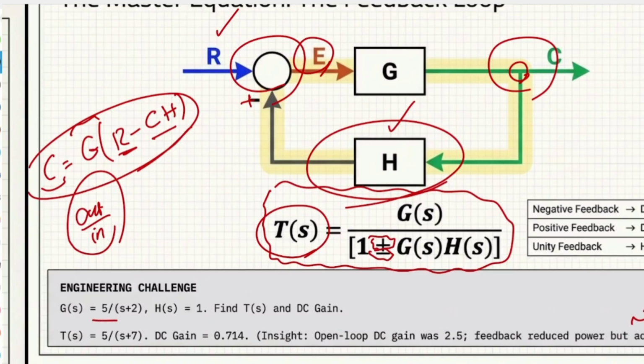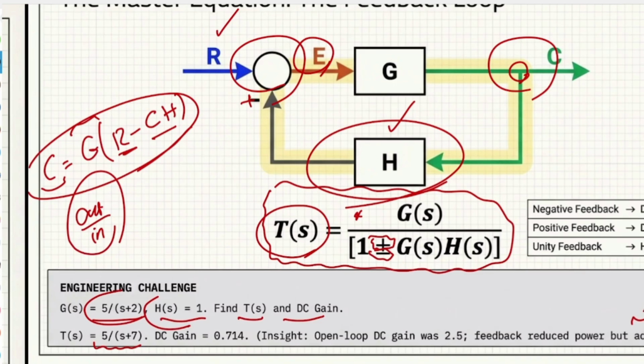Imagine my G(s) is going to be 5 divided by s plus 2. My H(s), which most of the time is 1, which is the feedback loop gain, is going to be 1. And we have to find the T(s) and the DC gain. So obviously, the only thing you have to do is put these values that you have over here instead of these values over here in this equation. And at the end of the day, your T(s) is going to be something like this: 5 divided by s plus 7.